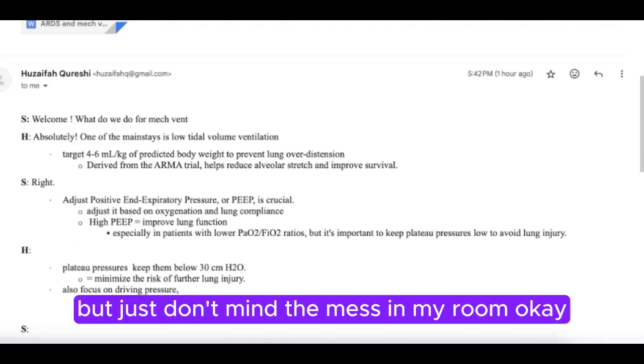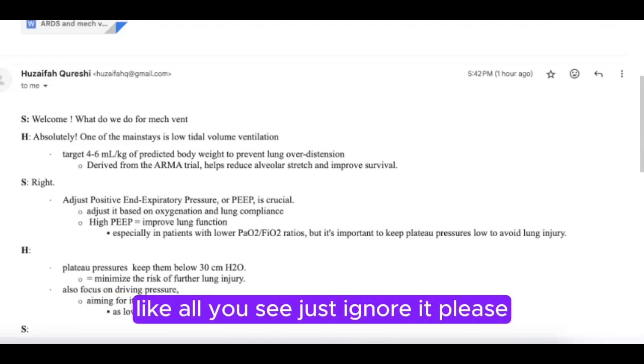Awesome, dude. Let's do it, but just don't mind the mess in my room, okay? Like all you see, just ignore it, please.